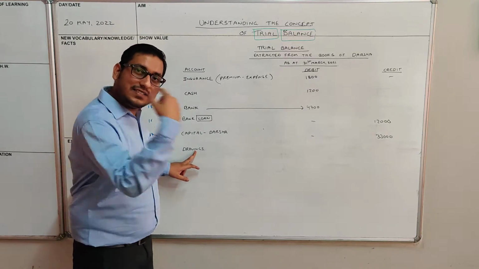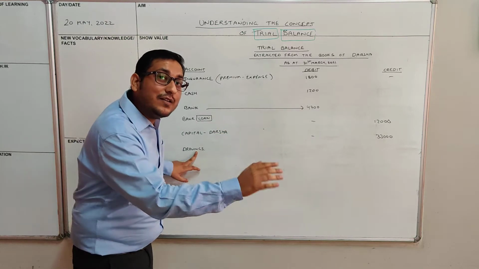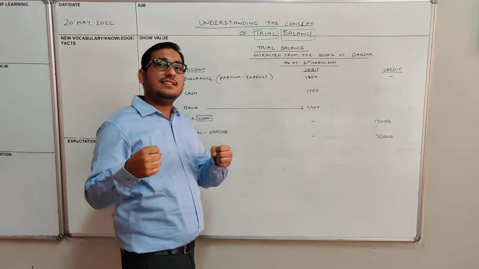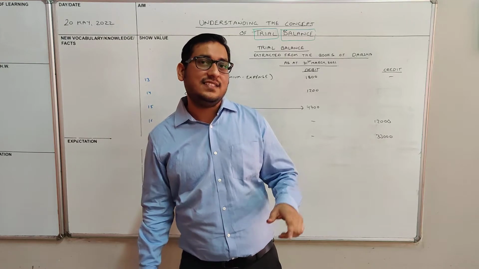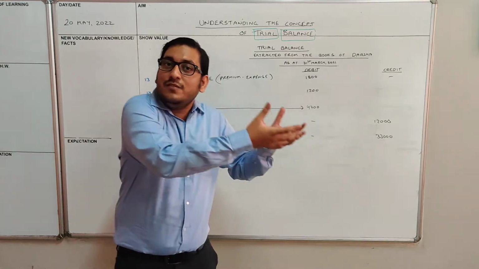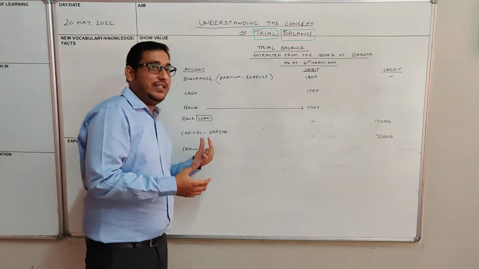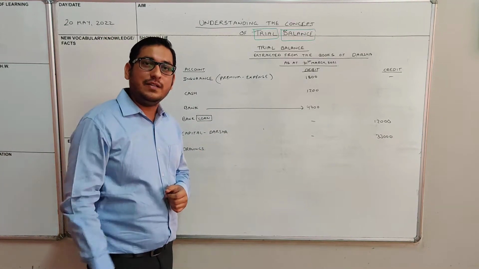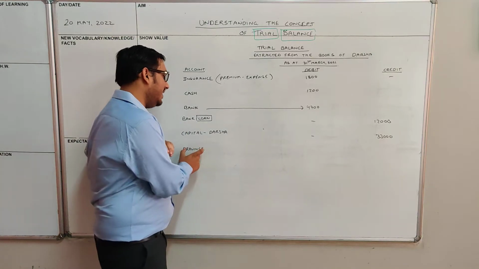If I withdraw the same money for my personal use, for example, if I purchase a car for my personal use, it's not a business expense. It is not a business asset. It's my personal asset. So if I withdraw some money from the business for my personal use, it will become drawings. If I invest money into the business, it creates my capital. If I withdraw money for my personal use from the same capital, it becomes my drawings.